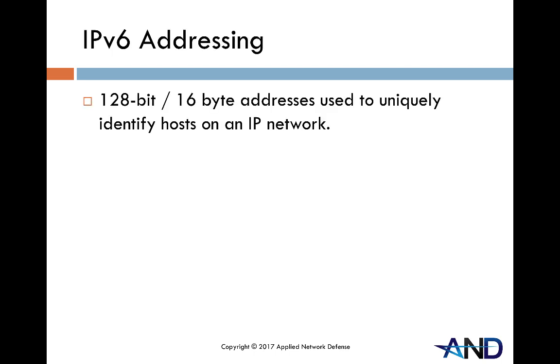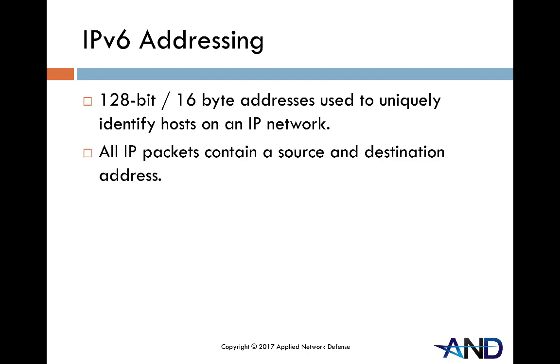Now, for IPv6 addresses, as we mentioned, the addresses are now 16 bytes instead of 4, so they're 4 times longer, and these are still used to uniquely identify hosts on an IP network. All packets will generally contain a source and destination IP address, or will at least contain that field. That's not to say that one of them can't be all zeros or something really wonky that's invalid, but they will all have those fields to be properly formatted IPv6 packets.